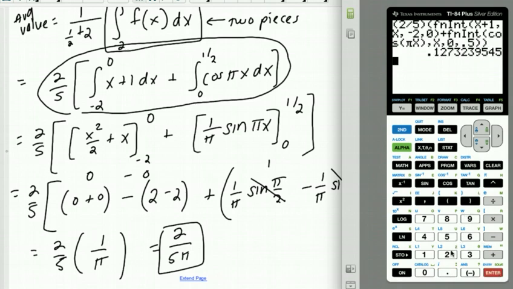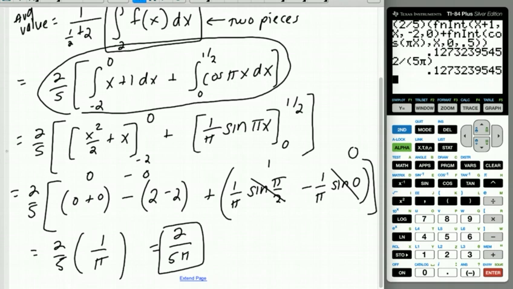And then hit enter, right? And then I'm going to check and see if that's the same as 2 divided by the quantity 5 pi, and we're going to hope it is. Hey, it's a win. So there we go. All right. Let's go ahead and do another problem like that one.